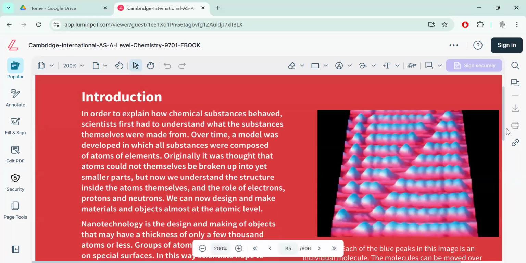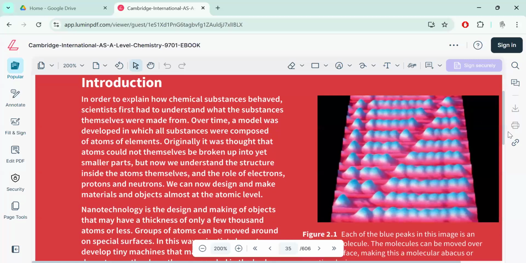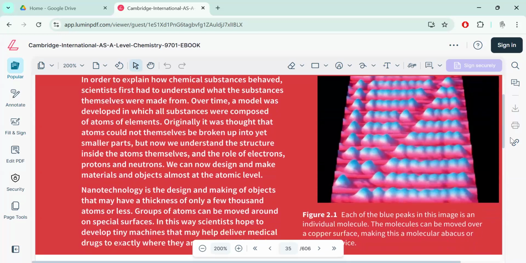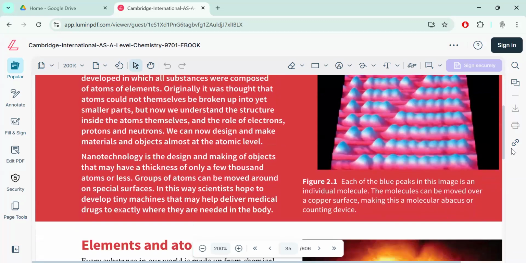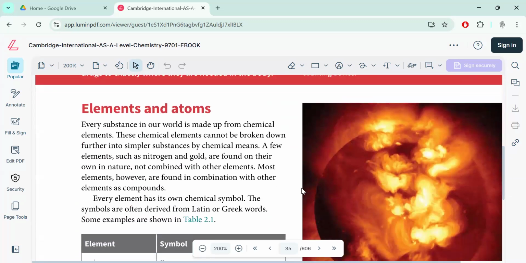Okay, so this is the introduction. Now let's explain how chemical substances behave. Scientists first had to understand what substances themselves were made from. Over time, a model was developed in which all substances were composed of atoms and elements. So this is just basically history. You can read this, it's not really important. This one is the important part. So elements and atoms right here.